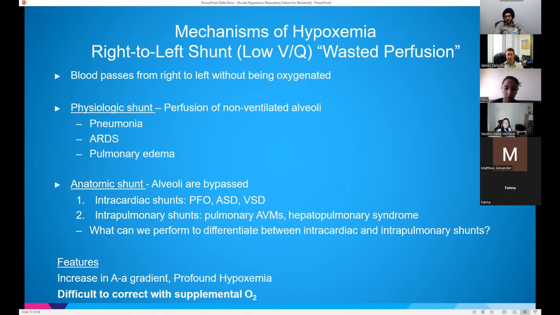So an agitated saline study, or bubble study, is something that we can routinely perform to look for these anatomic shunts. A big feature when you're dealing with shunt physiology is that they're profoundly hypoxemic. So they have an increased A-a gradient and they're difficult to correct with supplemental O2. This is the classic patient who's on a ventilator, 100%, PEEP of 18 or 20, and they're saturating 91%, right? You're giving them all this oxygen and you're having trouble oxygenating them. So profound hypoxemia is a very characteristic feature of shunt physiology.